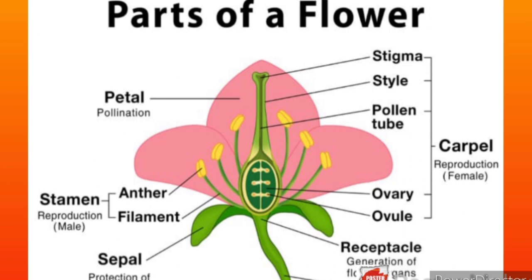In detail, if we see the parts of a flower, we have the petal. Then we have the stamens. The stamen will contain two parts, you can see in the diagram: the anther and the filament. Then sepal, style, stigma, pollen tube, ovary and ovule. These are the parts of the female reproductive organ. Then below we have the receptacle and the stem. So these are the important flower parts which we can see. Now we'll see them in detail.